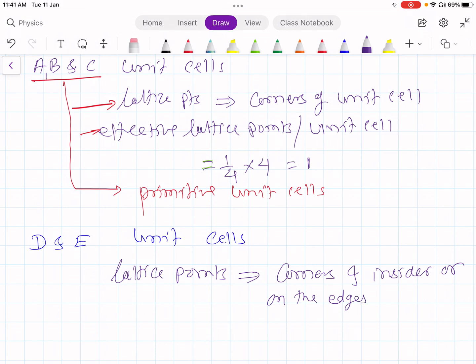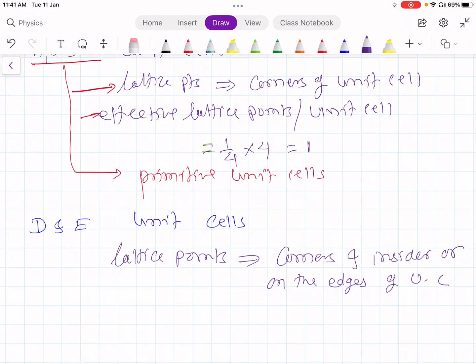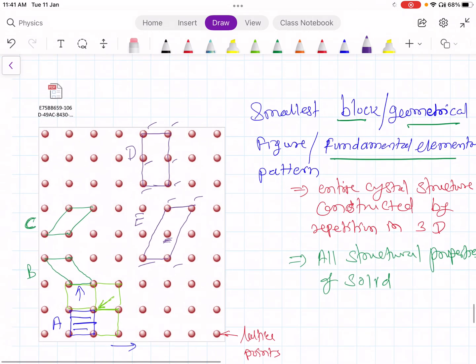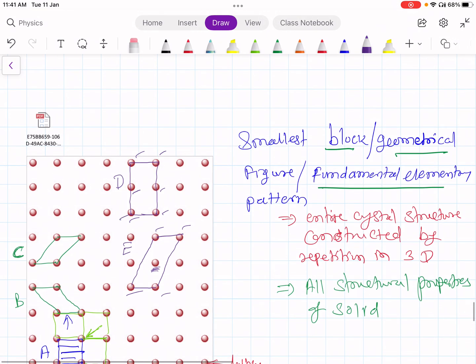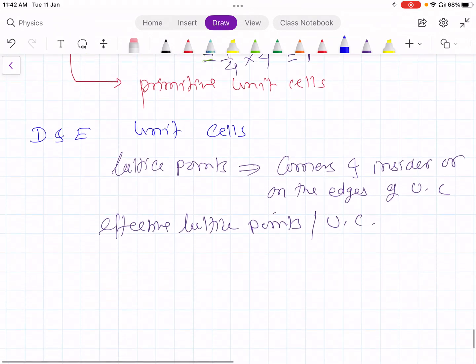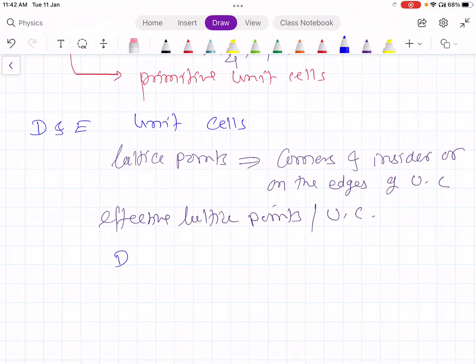In 3 dimensions, it is faces on the edges of the unit cell. And second is effective lattice points per unit cell. In this case, you can see there are 4 corners here. Each corner is shared by 4 unit cells, and so it is 1/4 for D.